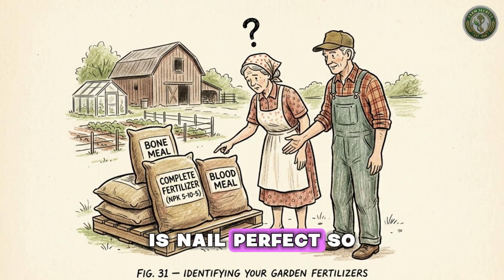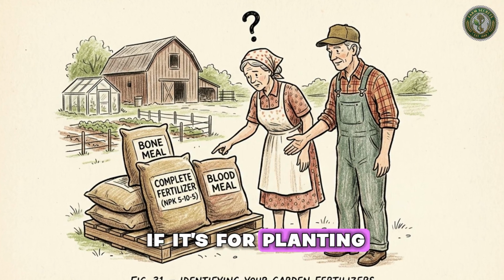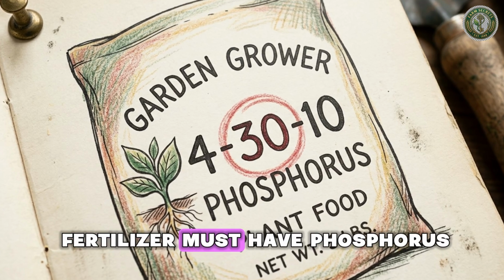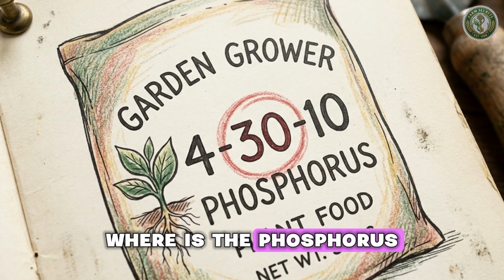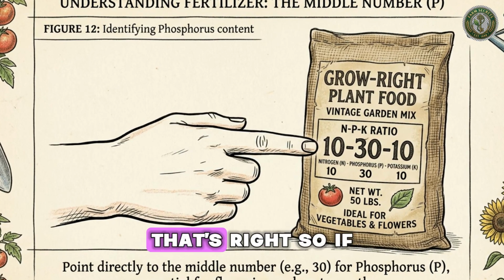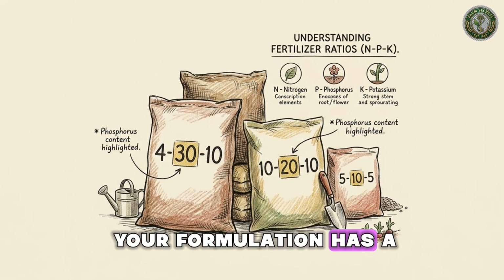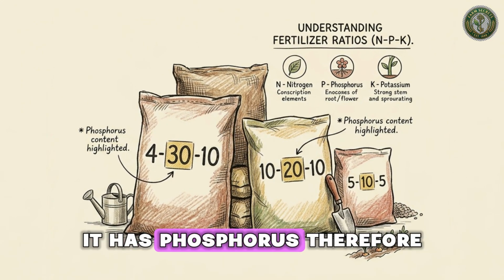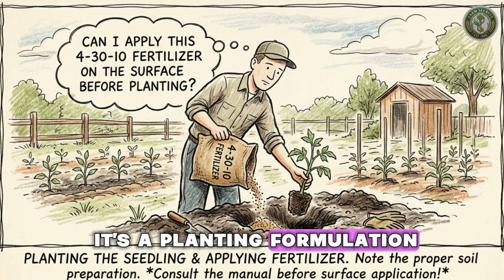So how do I know if it's for planting or top dressing? Right here, guys, planting fertilizer must have phosphorus. Where is the phosphorus here in the 4-30-10? It's right here in the middle. So if your formulation has a number in the middle, it has phosphorus. Therefore, it's a planting formulation.